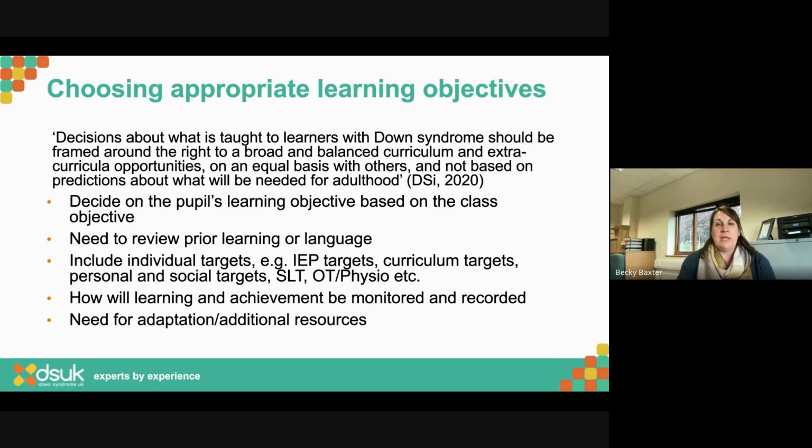And then how will learning and achievement be monitored and recorded? I want to make sure that the teaching assistant knows what it is that they're going to teach once they've got their learning objective, and how they're going to record any progress made in that lesson and over time. And of course, there may well be a need for adaptation and additional resources, and whose job is it to get those and make sure that they are ready for the beginning of each lesson.